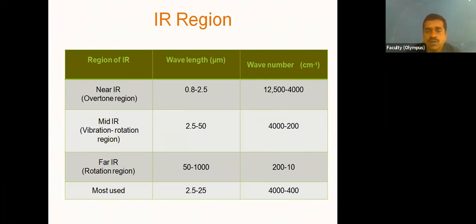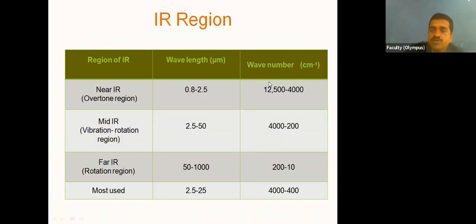Again, this much range is divided into three parts. The infrared radiations are divided into three parts, just like ultraviolet, where near ultraviolet and far ultraviolet were divided into two parts. But the IR radiations are divided into three parts. First, near IR radiations, it is called the overtone region. What overtones are, we will see later on. So the near IR region consists of 0.8 micrometer to 2.5 micrometers.